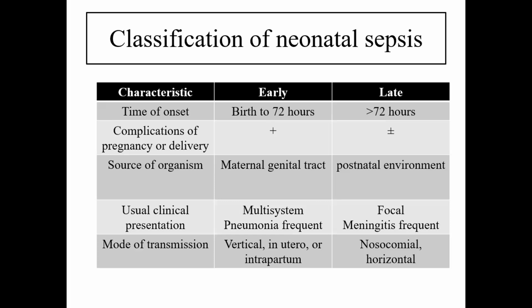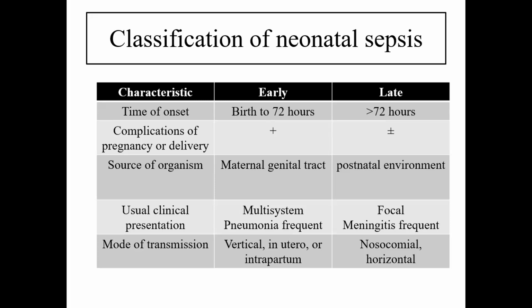The usual clinical presentation in early onset sepsis is multisystemic and very fulminant. Early onset sepsis is very quick, and you have to be very fast because you will lose the baby in a matter of hours. The mode of transmission is usually vertical, in utero, or in the delivery room, intrapartum.